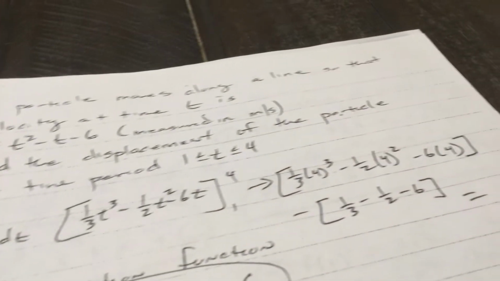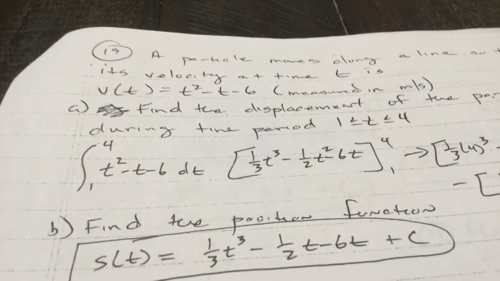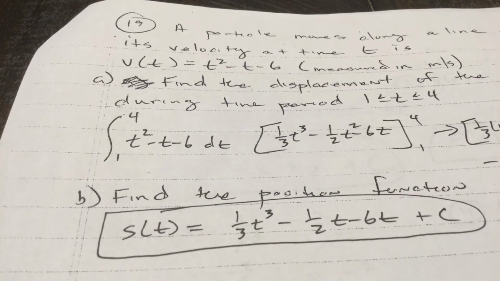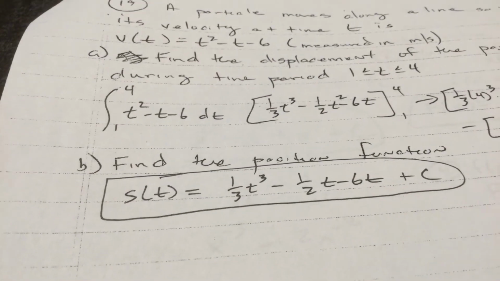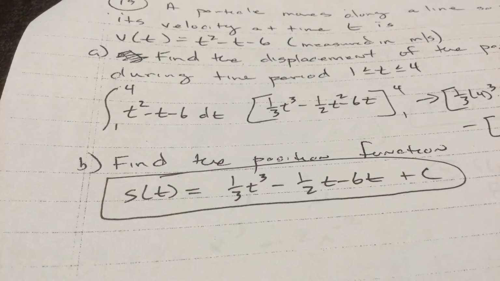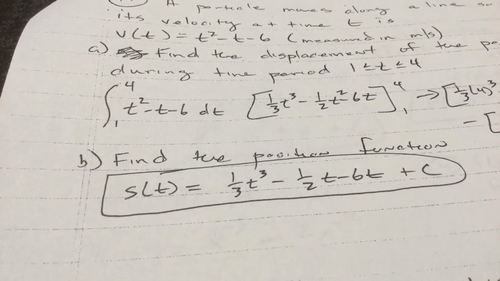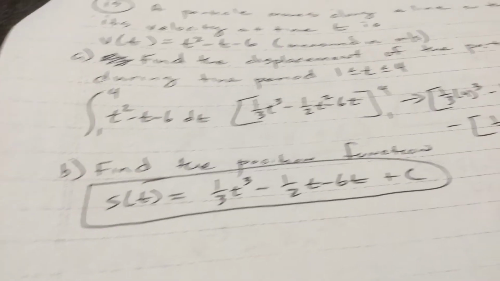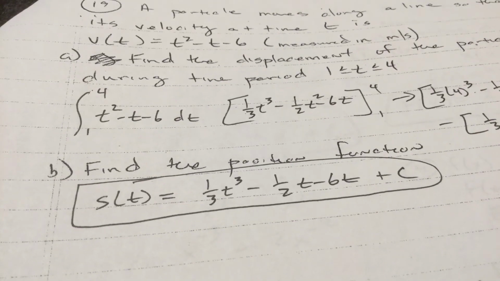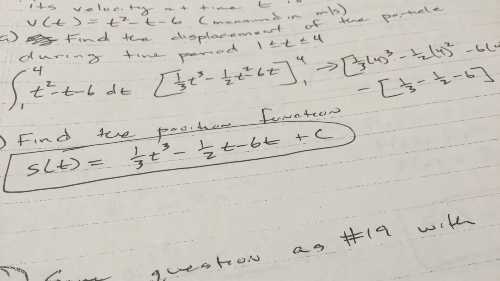A particle moves along a line so that its velocity at time t is that. Now, the displacement's easy. Find the displacement of the particle during the time period 1 to 4. That's not the distance traveled. Remember, the distance traveled is always positive. Displacement is just velocity. Take the antiderivative, evaluate it at 4 minus at 1, s of 4 minus s of 1, and then whatever that is. Find the position function. It's just the antiderivative of that plus c.